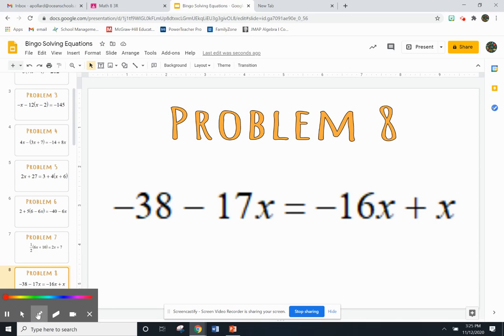For the next problem, this is just one of our more simple problems. So we combine on the right side, so negative 16 plus 1 is negative 15x equals negative 38 minus 17x. Negative 17x is smaller, so we add it to both sides. And we get negative 38 equals positive 2x. I just put the positive because I accidentally did the negative. So we get negative 38 divided by 2 equals negative 19.